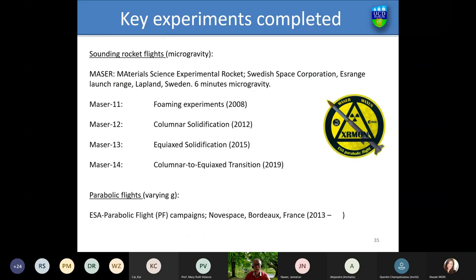So key experiments completed by the XRMON team are, first of all, in sounding rockets in microgravity. Maser 11 in 2008 was on foaming experiments. Maser 12 in 2012 on columnar solidification, Maser 13 in 2015 on equiaxial solidification, and Maser 14 in 2019 on the CET. And we've also completed various parabolic flight experiments supported by ESA and operated by Novespace in Bordeaux in France.